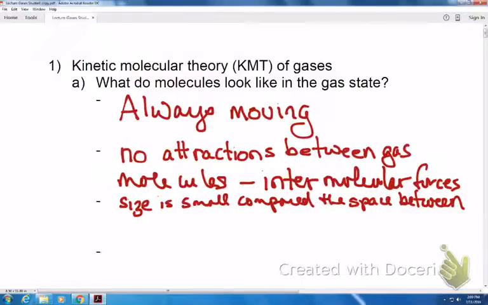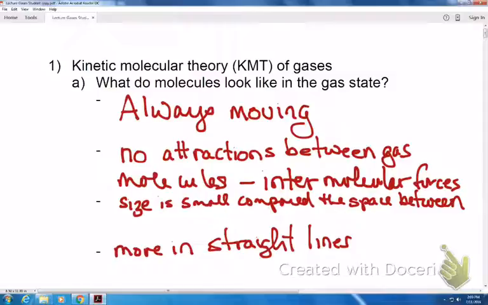The last thing I was going to mention, maybe I should mention one other thing here: because there are no attractions between the gas molecules, they always move in straight lines. Let me mention two other things since I'm going down this path anyways. Because there's no attraction of gas molecules for each other, when they hit each other, they bounce off each other elastically. You know what an elastic bounce is?